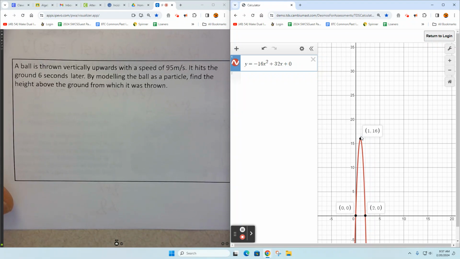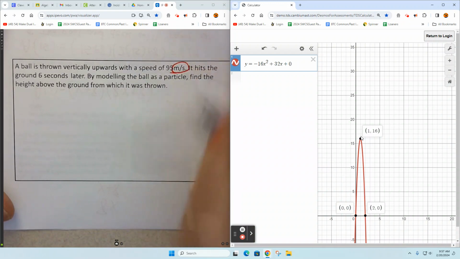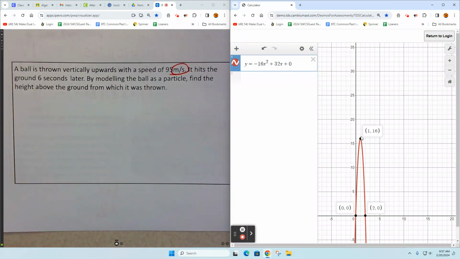No. There's something small and tricky on this, but this would make Mr. Bauman happy. You have to plug it in and see. Oh, it's meters per second. Which means we can't use negative 16. We've got to figure out the speed of gravity in meters per second.